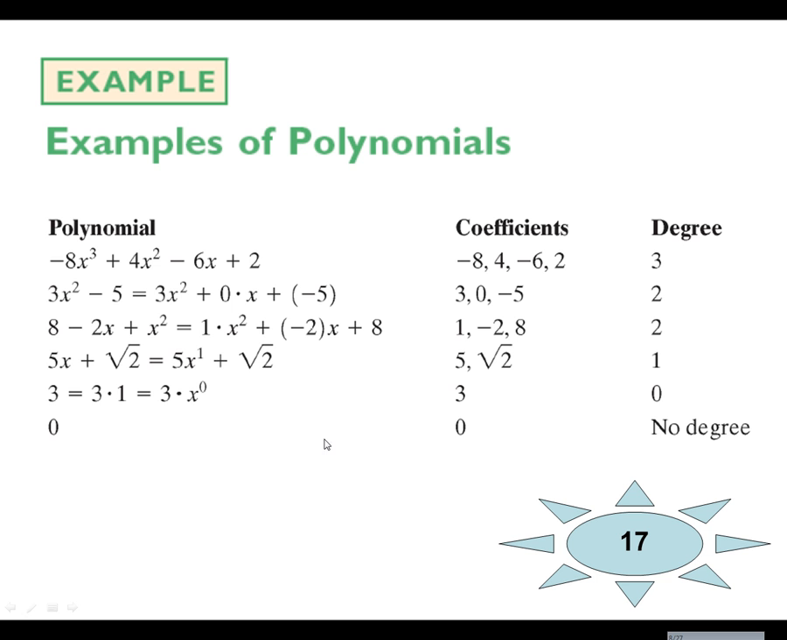Alright, so a couple small things on this one. 3 would have a degree of 0, because it's 3x to the 0. And then 0 here has no degree, because there's nothing going on at all. Alright, so knowing that, see if you can do problem 17.